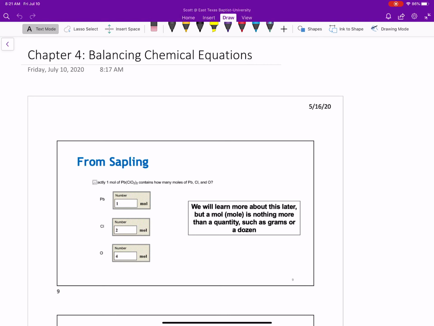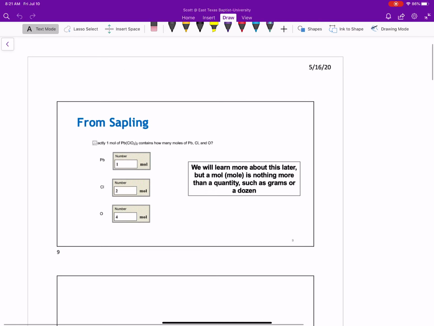Hey class, today we're going to talk about balancing chemical equations, and this is found in chapter 4 of your textbook, okay? So quickly, I thought that this slide was maybe a little bit confusing, especially given that we haven't gone over this stuff yet. We'll see that in chapter 5. But it's just a Sapling problem, as you can see here.